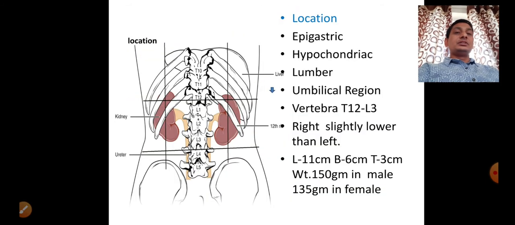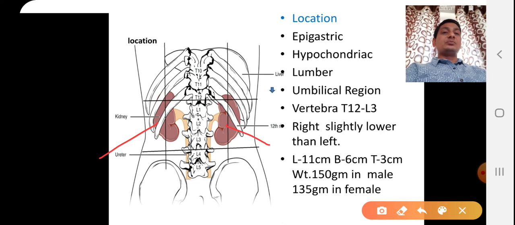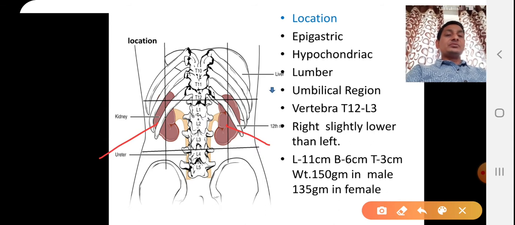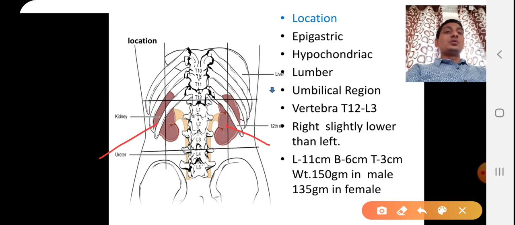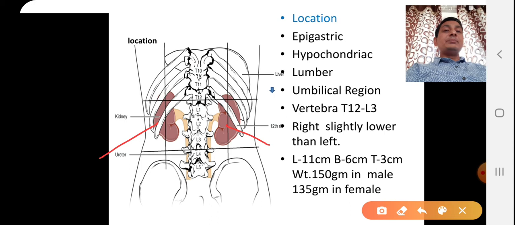If we see, this is the left kidney and this is the right kidney on each side of the vertebral column, and these are bean shaped. Before we study the features of the kidney, you must know the location of the kidney. The kidney is located in the epigastric region. This is the epigastric region. The left kidney and right kidney go into the epigastric region.